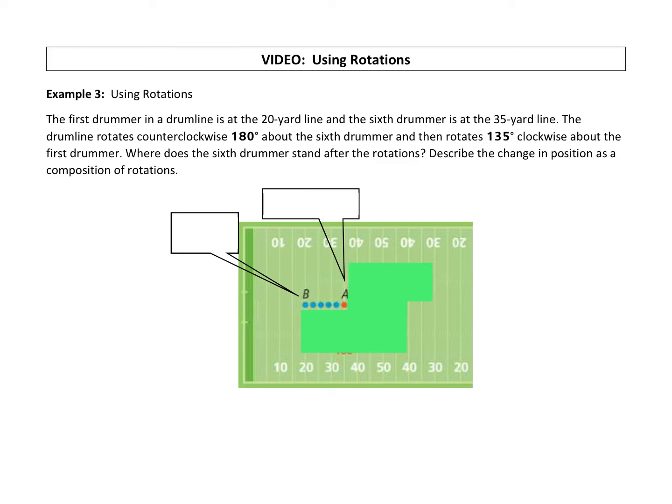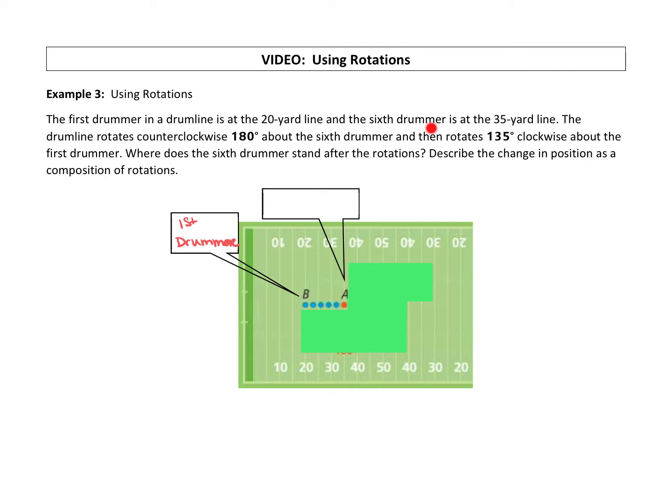Okay, our last video for our rotation lesson, we're going to look at a real life example with a drum line on a football field. So the first drummer in a drum line is at the 20-yard line. So if I look at our picture, here's the 20-yard line. So position B, that is our first drummer. So we'll just keep track that B is our first drummer.